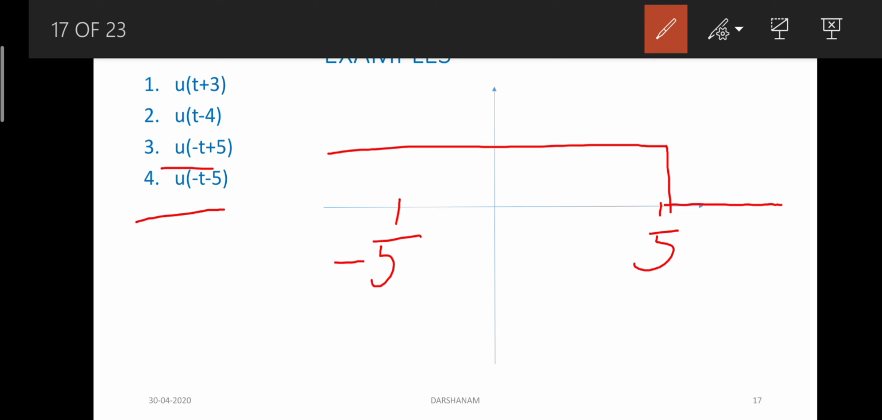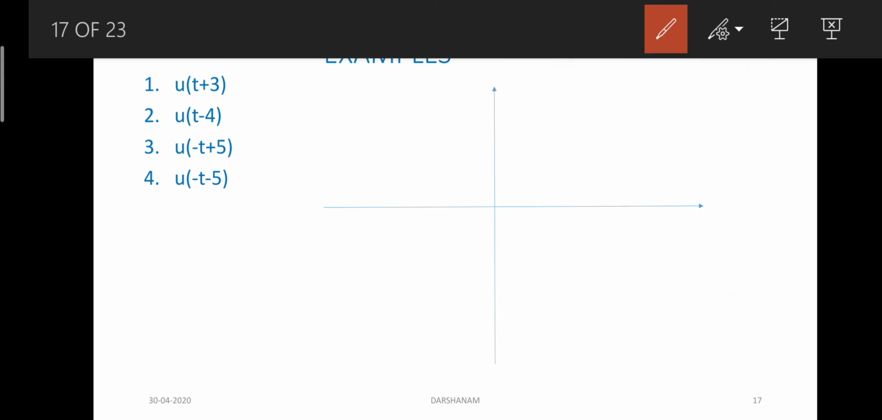How can we see that? Minus t, that is, the coefficient is negative. So this will be the graph of u of minus t minus 5. If here it is minus 5, the graph will look like this. Clear?